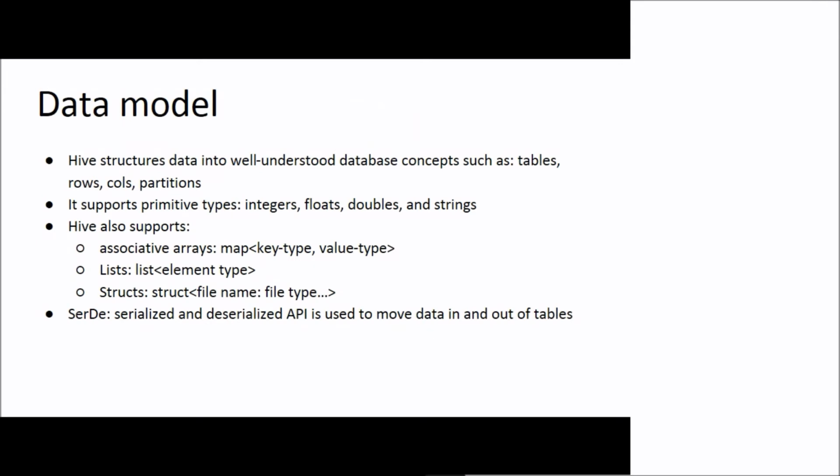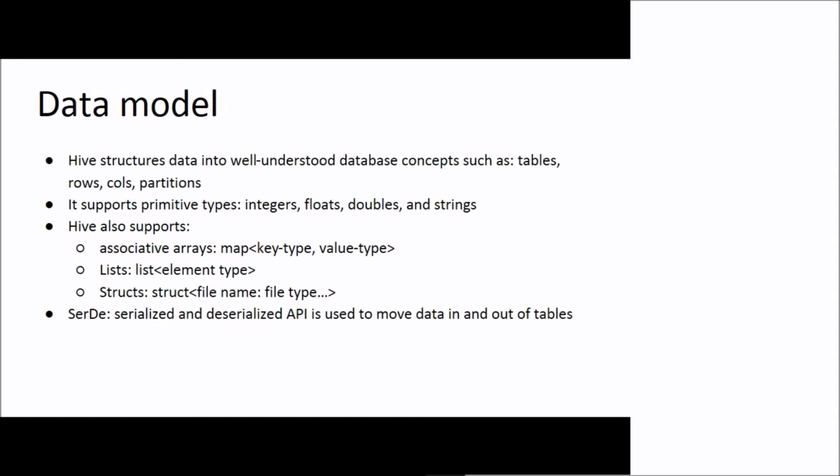Now, the data model in Hive. In Pig we have understood we have atoms, tuples and bags. In Hive we have tables, rows, columns and partitions. So it is more of a SQL kind of structure in Hive. It is not very difficult to understand. It is easy in the case of Hive.